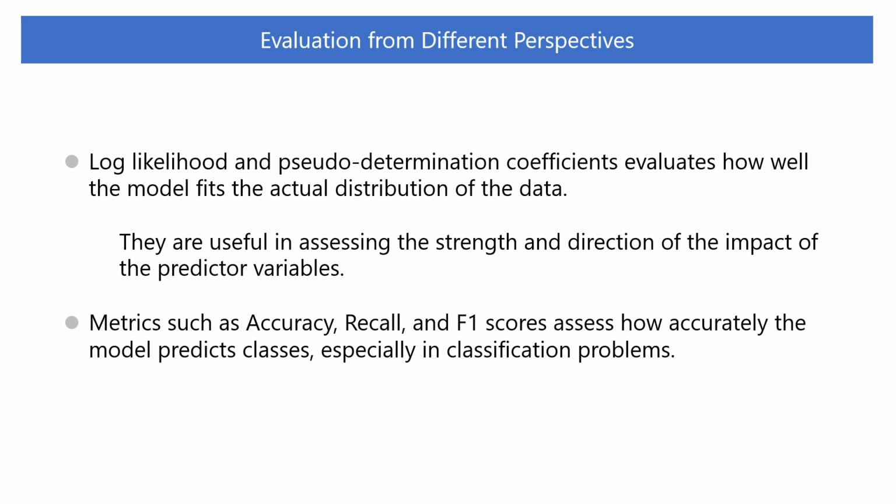On the other hand, metrics such as accuracy, recall, and F1 scores assess how accurately the model predicts classes. These metrics directly measure the degree of agreement between actual class labels and the predicted labels. These types of evaluations are not the same thing.